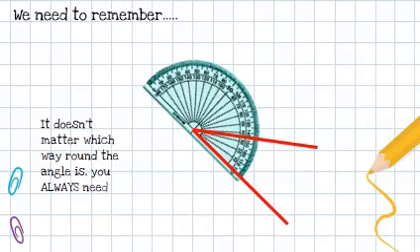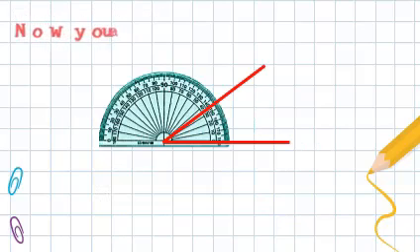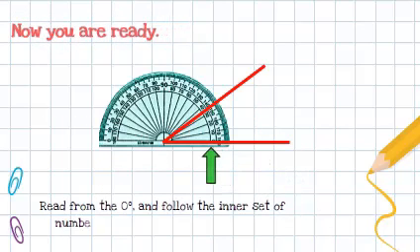Whenever you rotate the angle, it doesn't matter which way around the angle is. You always need to line the upside down T on the vertex of the angle, as you can see. So even if you rotate the angle, you should rotate the protractor as much as you put the vertex on the point of the protractor. And now you are ready to measure.